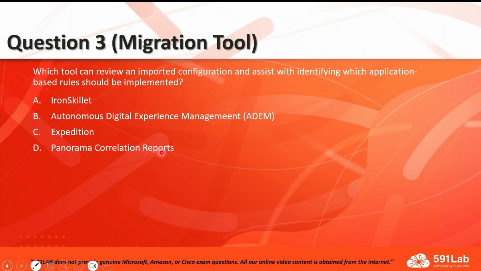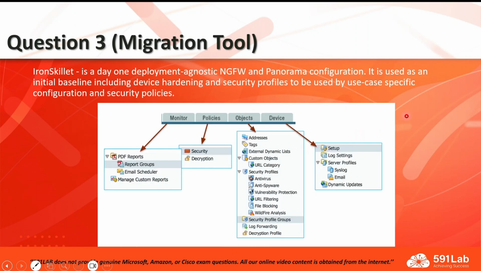From those options, we need to understand the function of these tools, which are as follows. The Iron Skillet is a day one deployment, agnostic for next generation firewall and Panorama configuration.